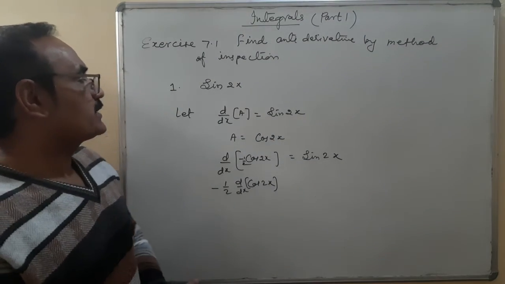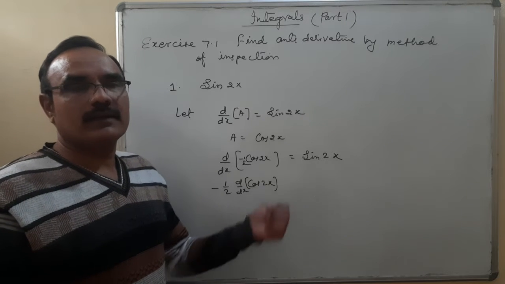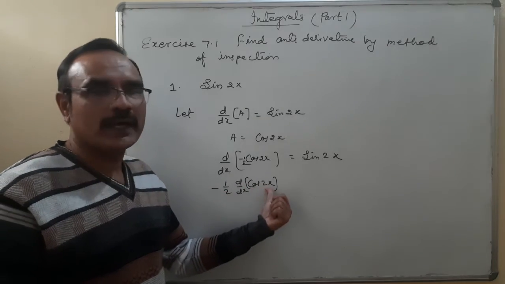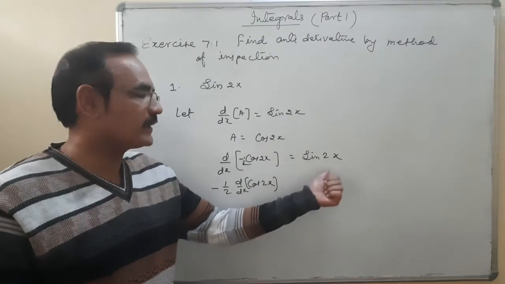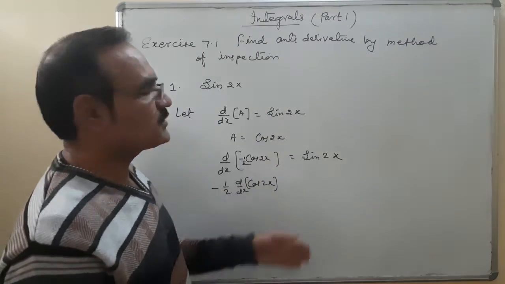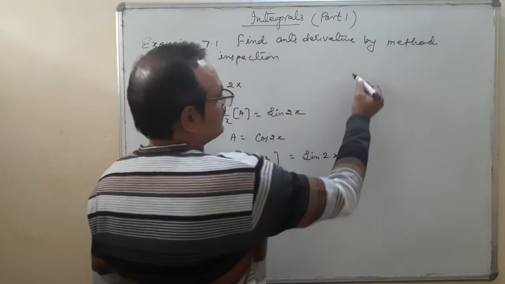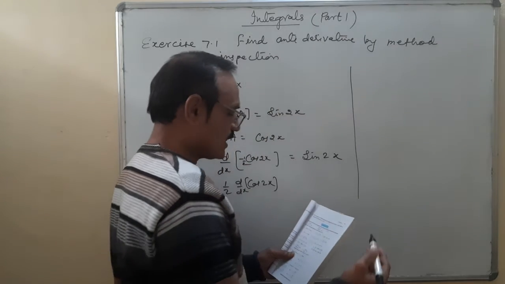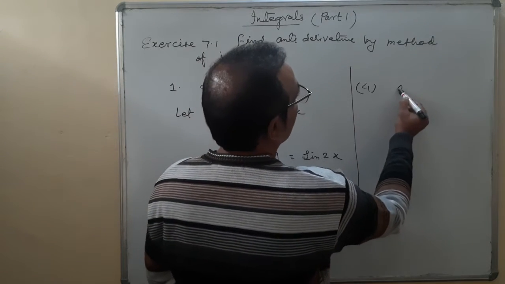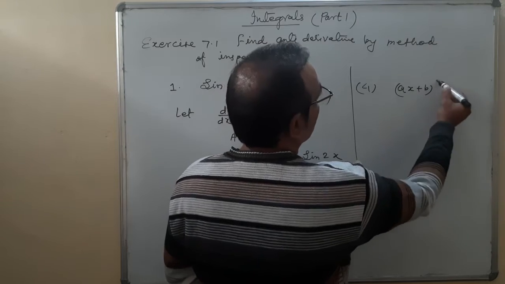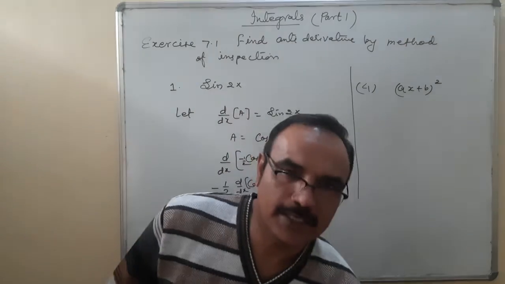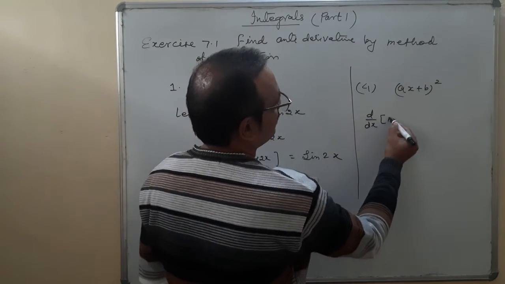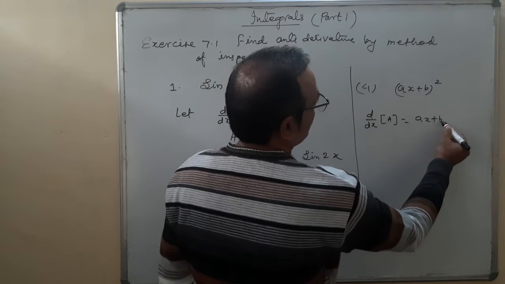Okay. So sin 2x will be the differentiation of minus 1 upon 2 cos 2x. When you differentiate this term, you get sin 2x. Okay. So this method is called the method of inspection. Okay. I'm taking one more question from this. Suppose I am taking the fourth question, ax plus b whole square. Okay. Find the antiderivative, find the integration. Again doing the same thing, let dy by dx of A is equal to ax plus b whole square.